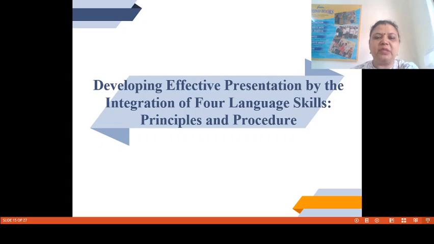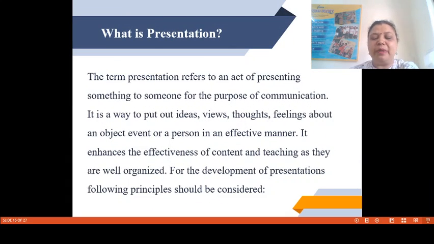So what are those principles which we have to follow? Before that, I just want to tell you what presentation is. The term presentation refers to an act of presenting something to someone for the purpose of communication. It is a way to put out ideas, views, thoughts, feelings about an object, event, or a person in an effective manner. It enhances the effectiveness of content and teaching as they are well organized.